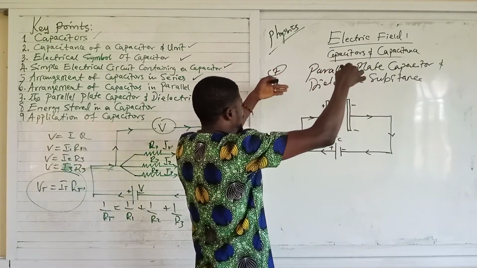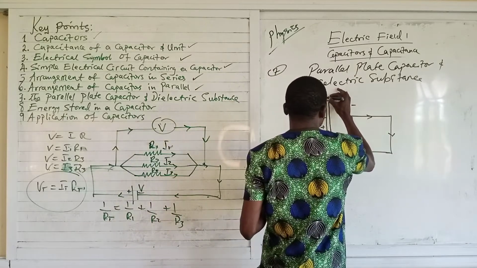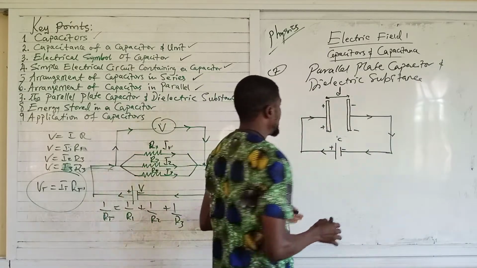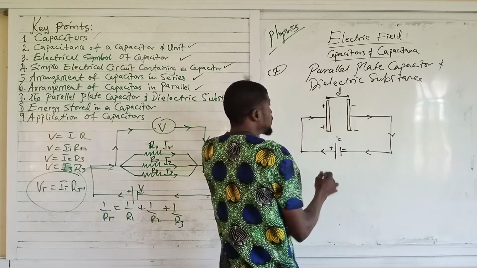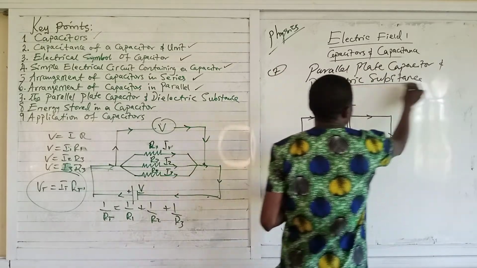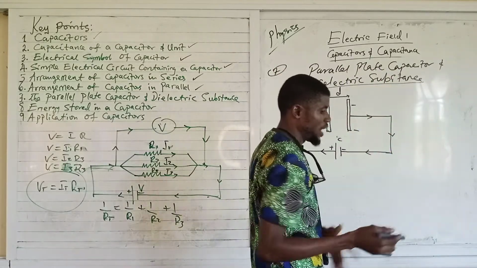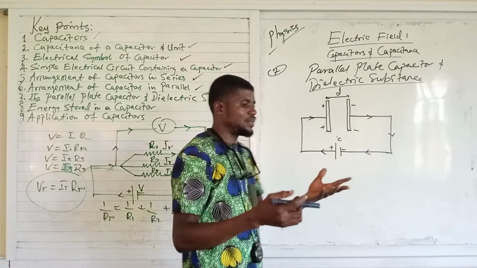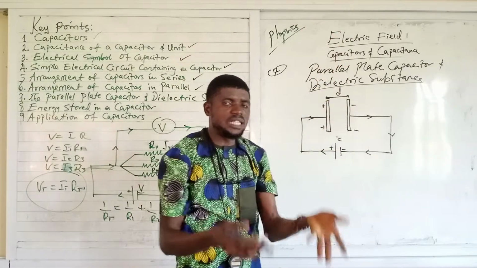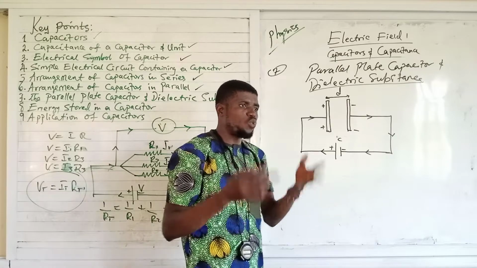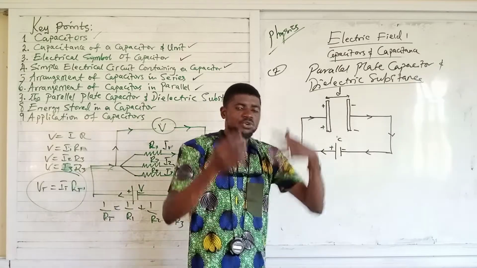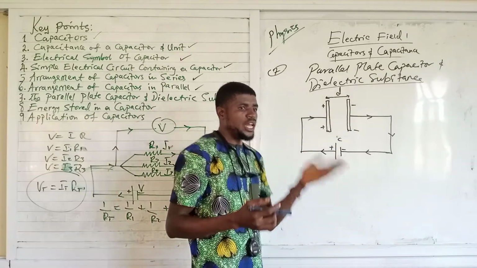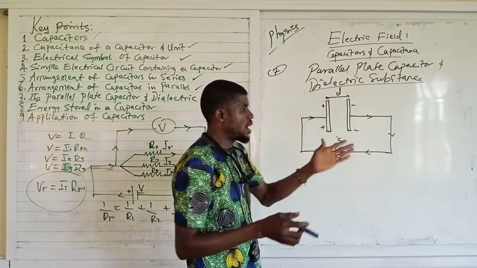Now, for a parallel plate capacitor, the plates are separated by a distance d. Please take note of everything I'm doing. In between this space, there's what we call the dielectric substance. The dielectric substance is that substance that is placed in between the plates of a parallel plate capacitor. It acts like an insulating material. They will ask you, what do you mean by a dielectric substance? You can tell the examiners the dielectric substance is simply that substance that behaves like an insulator that is placed in between the parallel plate capacitor.